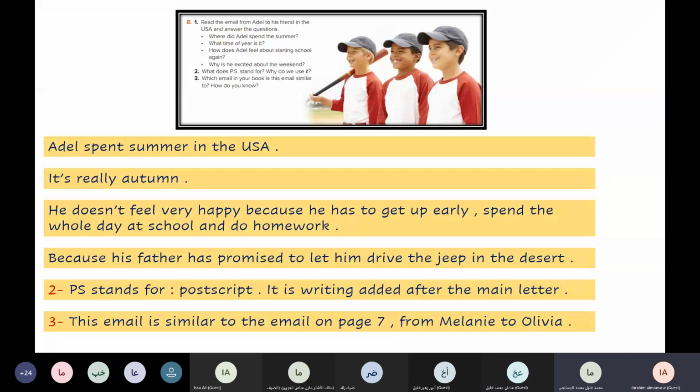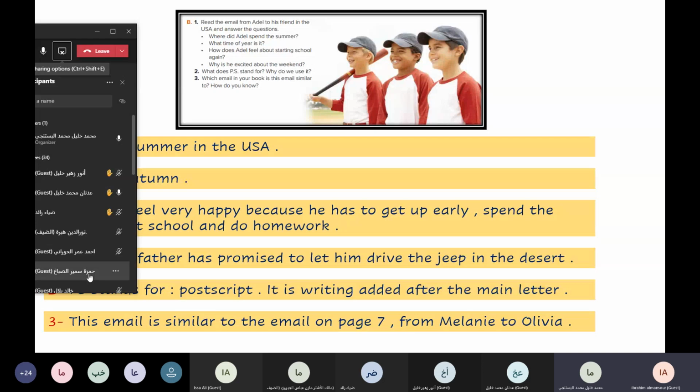Mister, I have a question. For the PS, it's for adding something extra to the letter after finishing it all, right? Yes, at the end. Why didn't he write it in the main part? Yes, he forgot to write it. So if you forgot to write something in your email, you can what? Add a note at the end of the email. Okay. You write the postscript when you forgot to add something in the main email. Okay, thank you.